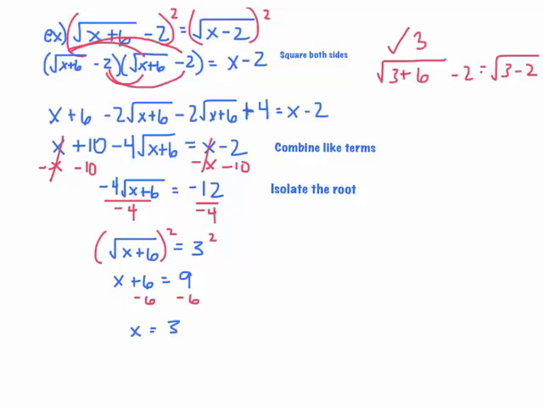The square root of 3 plus 6, that's the square root of 9, minus 2 equals the square root of 1. 3 minus 2 equals 1. That checks out. x equals 3 is my solution.